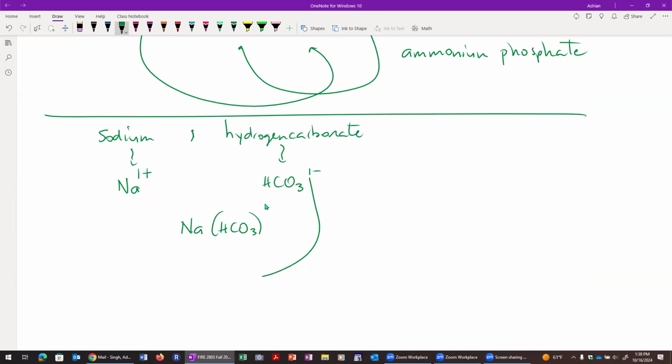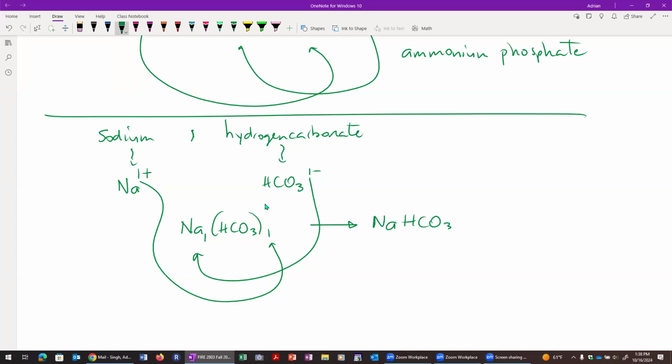Okay, so the 1 here becomes a subscript on the sodium. The 1 in the sodium becomes a subscript on the carbonate. So I have 1 of everything, right? I can go ahead and remove my parentheses now. I can remove the 1s because the 1s are understood. So I end up with NaHCO3.